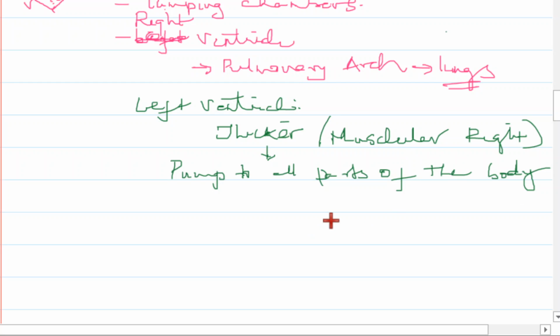So what is the vessel that is taking all the blood? It is the aortic arch. We'll look at the picture in just a minute. The aortic arch comes out of the left ventricle and the pulmonary arch comes out of the right ventricle. Blood is taken to the lungs, and like I said, this is the only exception where the pulmonary artery here carries deoxygenated blood.